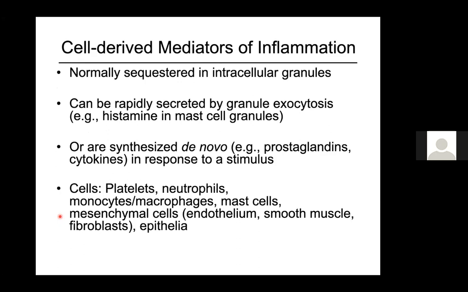So the cell-derived ones are usually sequestered within intracellular granules, and when there's granular exocytosis, they're rapidly secreted. A good example of this would be histamine in mast cell granules, but usually we don't see histamine in the typical acute inflammatory response. This one would cause inflammation in a hypersensitivity response, specifically a type 1 hypersensitivity response, which usually would be an allergic reaction, but it would have some effects on vasculature, on smooth muscle, and so forth. That would actually be an inflammatory response.